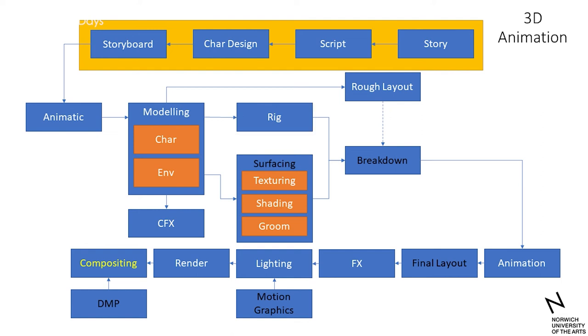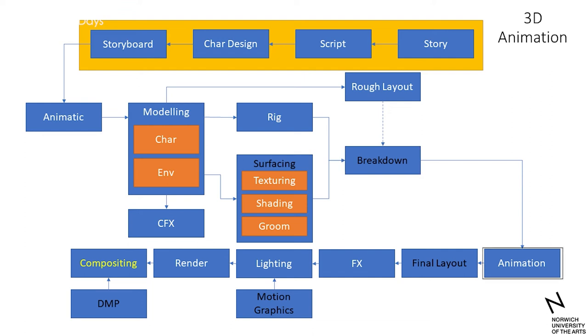Then once the models are done and the environments are done, they go into the surfacing phase. Here is where we paint the textures, we create shaders, which essentially defines what materials they are made up of. Simultaneously, as the models are created, we do a rough layout pass, which is assembling the scene. Then for each shot in the film, we do a breakdown pass, which is collecting all the models and rigs required for that particular shot.